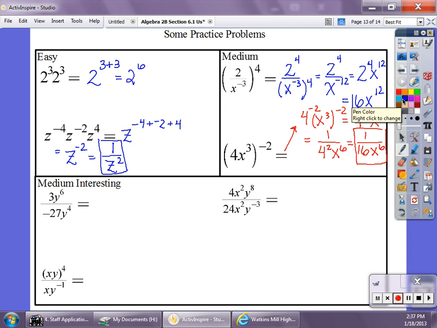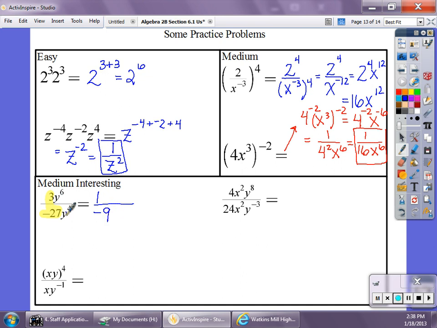Swinging down here to the medium interesting, the first thing I see is 3 over the negative 27. And you know, this is something that you've been doing since you were really young. That's just a fraction right there, and it's simplified. Okay, both of those are divisible by 3. So if we come over here, 3 divided by 3 is 1. Negative 27 divided by 3 is negative 9.